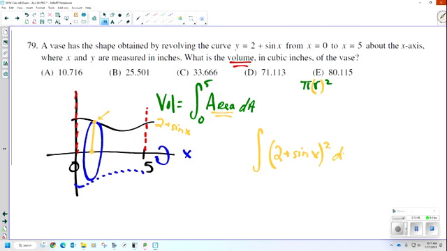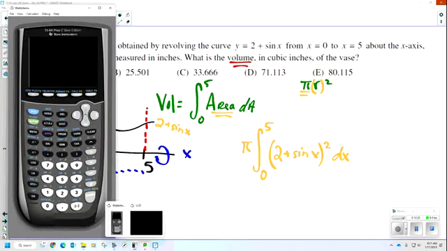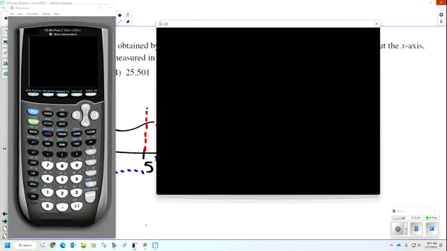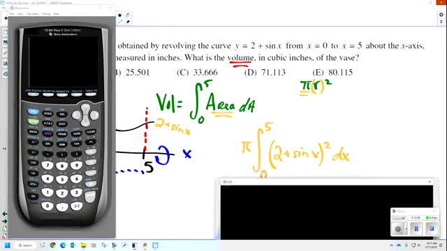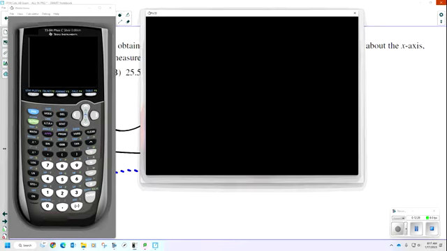My dummy variable. Pi is a constant. I'm going to put that on the outside, and I want that from 0 to 5. It's a great, great thing that we get to use a calculator. All we're going to do is just put this right in a calculator and press enter. Love it. Okay, so there we go. 2 plus sine of x squared.